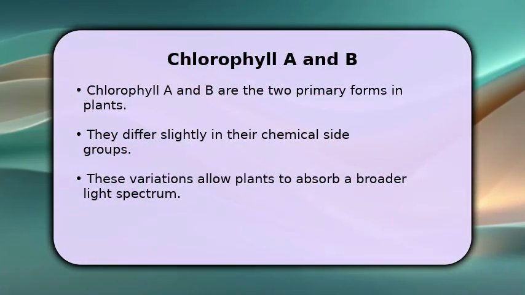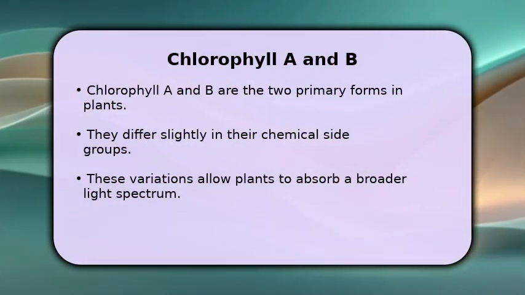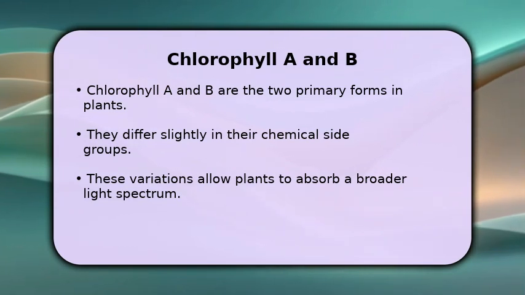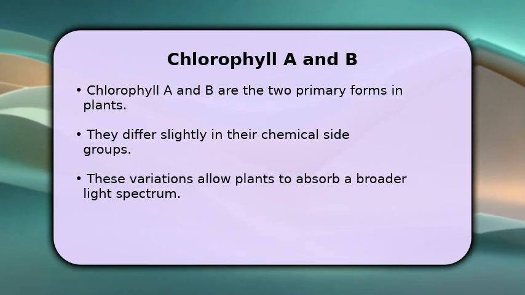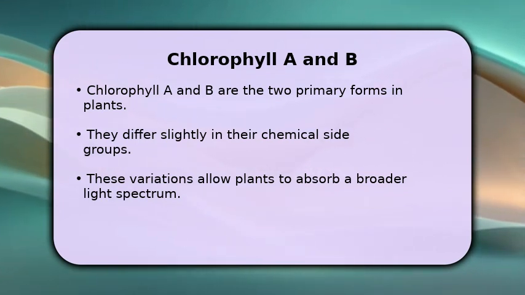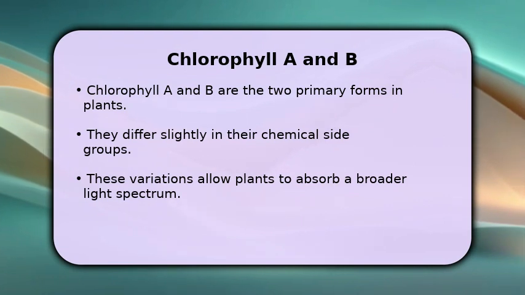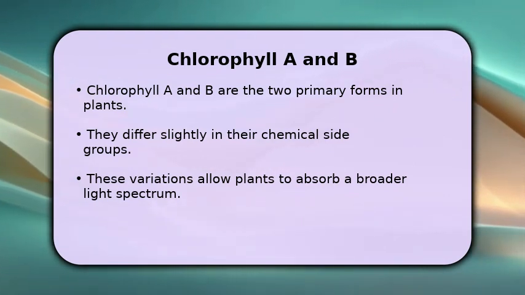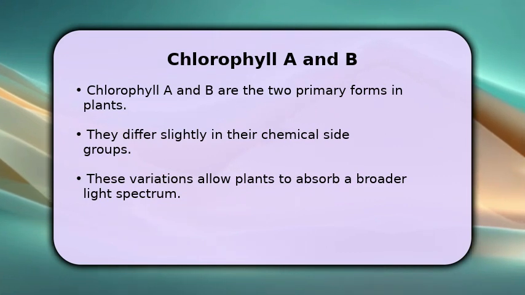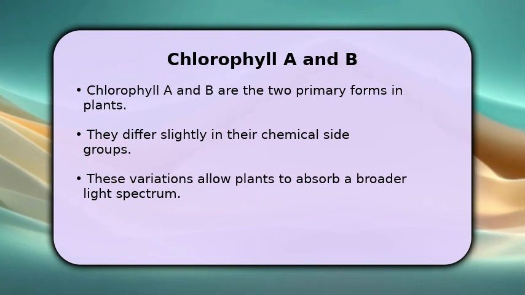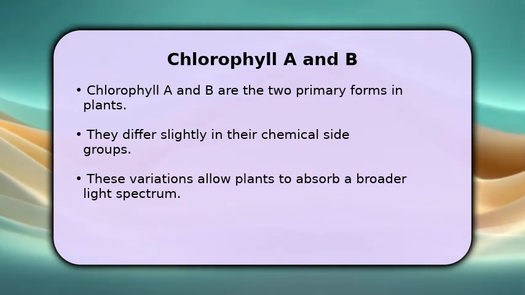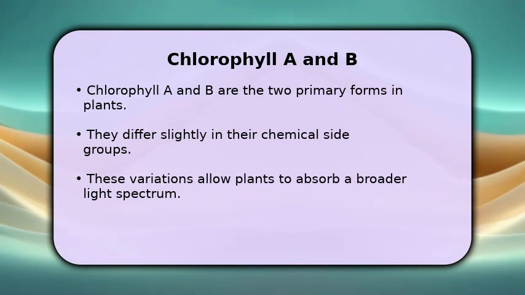Did you know there are different types of chlorophyll? The two main forms found in plants are chlorophyll A and chlorophyll B. They have very similar structures, but differ by a small chemical group on their porphyrin ring. This subtle difference is important because it allows plants to absorb a wider range of light wavelengths, maximizing their photosynthetic efficiency. Both are vital for plant survival.